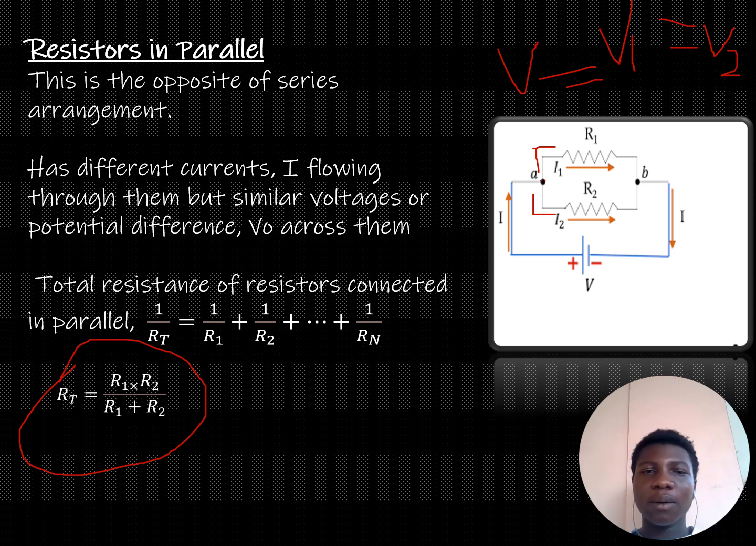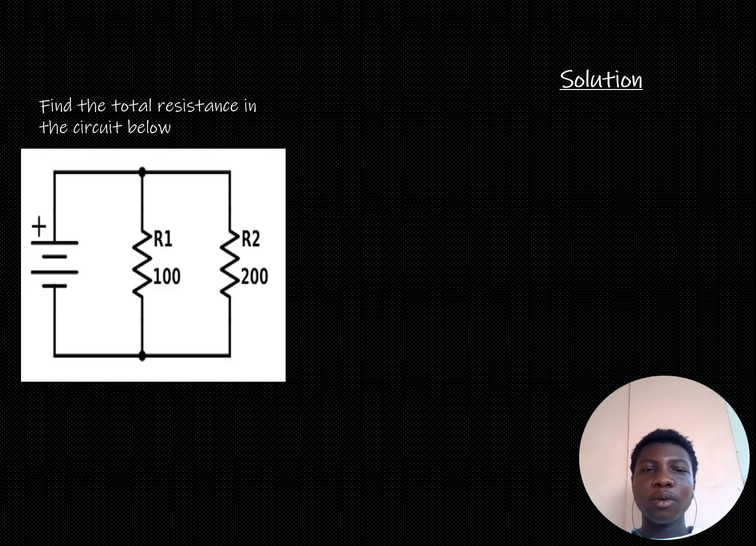So let's take an example. Find the total resistance in the circuit below. Let's take the voltage source here to be 3 volts. Let's take here to be 100 ohms, here to be 200 ohms. Okay, so if you think you've understood what I've said, you can try it. If not, let's solve it together.